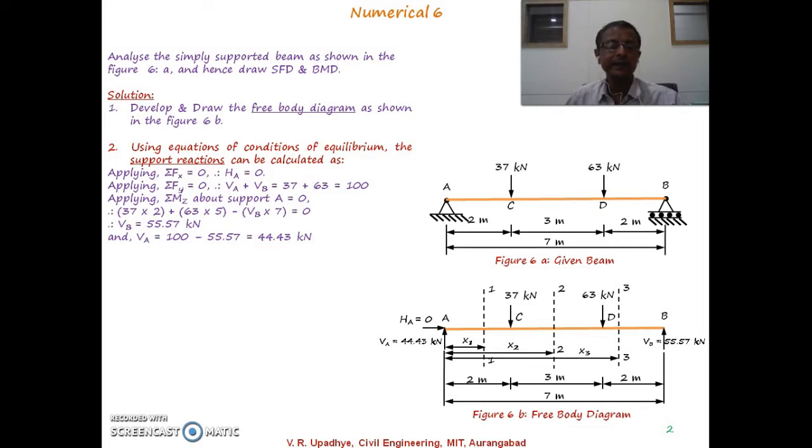Now try to understand, in between A to C, if we consider the left part of the section, we have one force, that is the reaction at support A. In between C to D, if we consider a section, then at the left of it we have two different loads, one is the reaction at A and then at C the 37 kN downward force. And if we go further in between D to B, and consider the left part of that section, then we have the reaction at A as well as the 37 kN force and the third force, the 63 kN force.